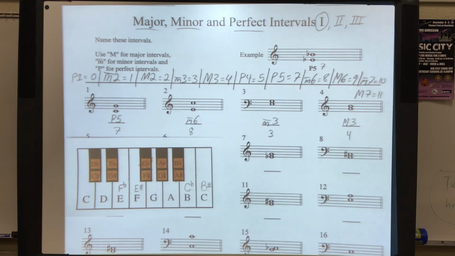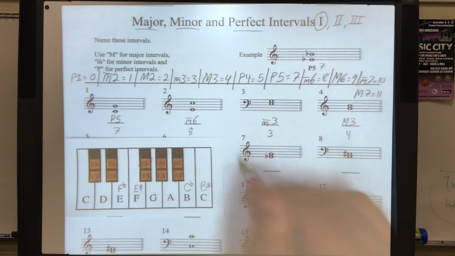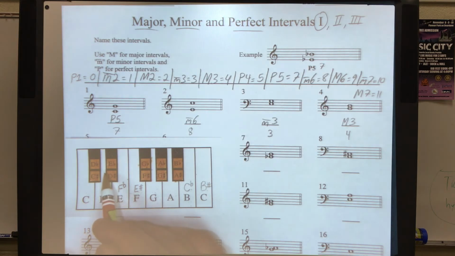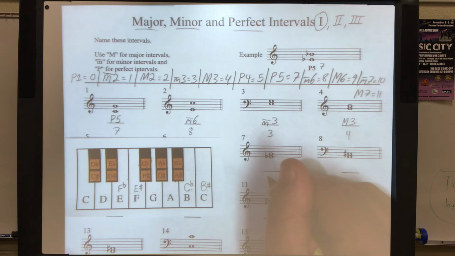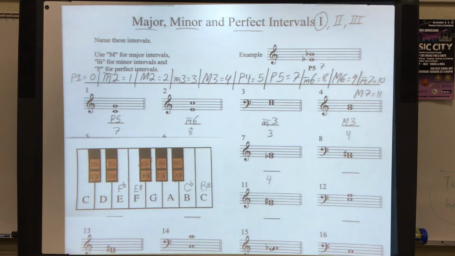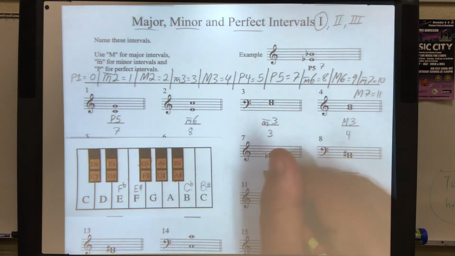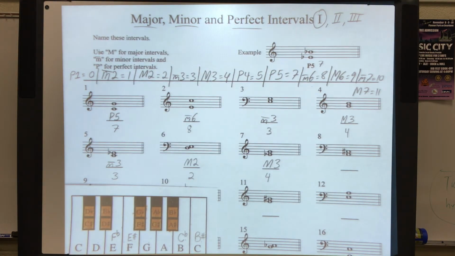Number 7 and number 8, 2 more, and then I'll let you guys do the rest on your own. Number 7, it's an E flat to a G. Remember, we're back in treble clef. E flat to a G. Let's find our E flat. 1, 2, 3, 4. 4 half steps. Now, do you see any other intervals on this worksheet that have 4 half steps? You should be looking right at number 4. And you should write major 3rd. Major 3rd. Now, this will sound happy.